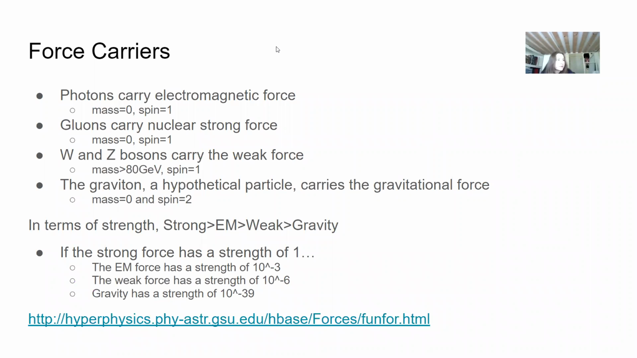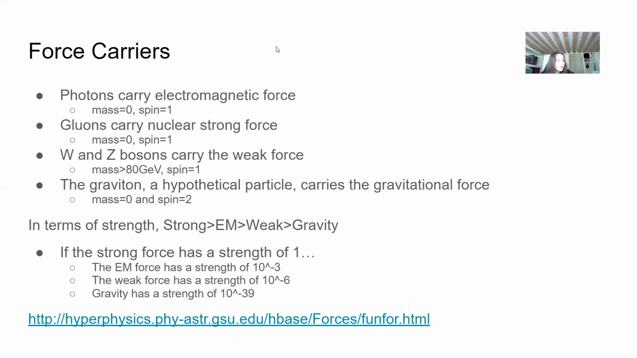And finally, we have the force carrier particles, which are the particles that mediate the 4 fundamental forces. And there are 4 force carriers corresponding to each fundamental force. So the photon carries the electromagnetic force. It's massless and has a spin of 1. The gluon carries the strong force, and it also is massless and has a spin of 1. The W and Z bosons both carry the weak force, and they're the only force carrier particles that are massive. They have a mass greater than 80 GeV, and they have a spin of 1. And finally, the graviton, which is only a hypothetical particle, hypothetically carries the gravitational force. And this particle is also massless and has a spin of 2.